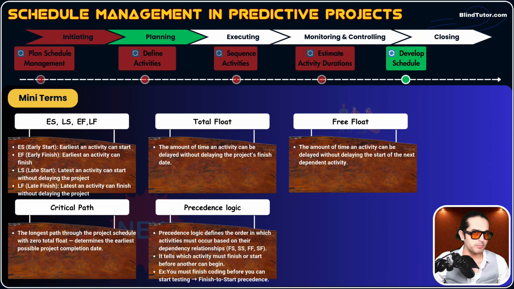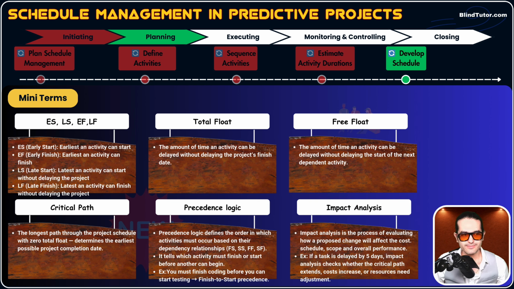Fancy term, but we already covered it, guys. What's precedence logic? It defines the order in which activities must occur based on their dependency relationship, okay? It tells which activity must finish or start before another can begin. For example, you must finish coding before you can start testing, okay? This is finish to start precedence. We covered it. Impact analysis.